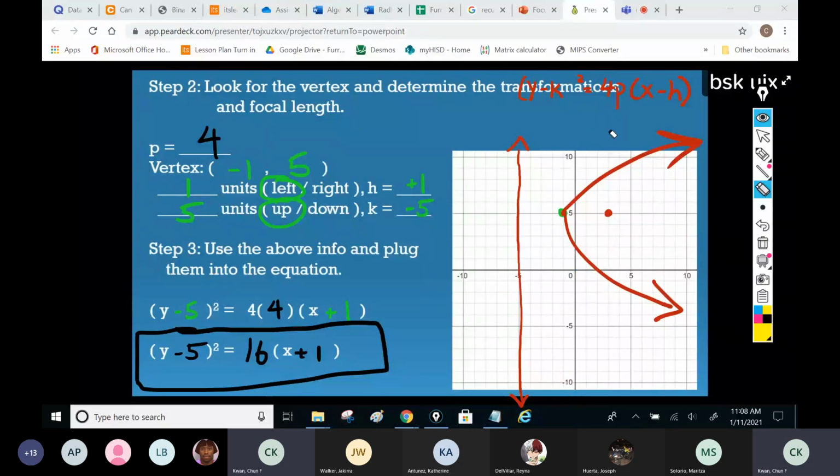So let me just kind of clean it up a little bit. So your curve that looks like this sideways, you have the focus out here, you have the vertex right here, you have the directrix right here, and then the focal length is either one of these.